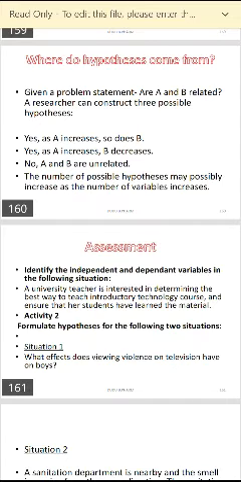Or you can say A increases and B decreases. Or A and B are unrelated: when A increases, there is no effect on B, and when there is a change in B, there is no effect on A. So there is no relation between A and B. The number of possible hypotheses may increase as the number of variables increases. The more variables you have, the more academic guesses, or answers, you have.